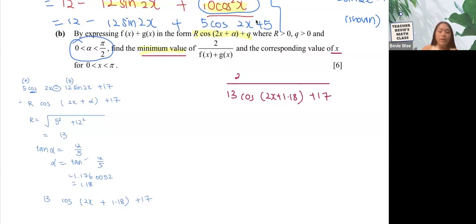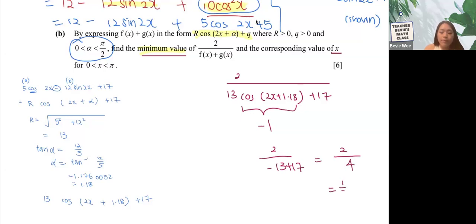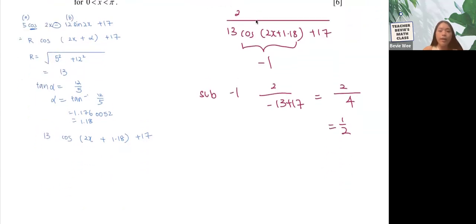Why? To make this minimum, if I plug in this as -1, what do I have? 2 over (-13 + 17). I get 2 over 4, which is half. This is when I sub -1. Now I want to try, I sub 1. I will get 2 over (13 + 17), which is 2 over 30.